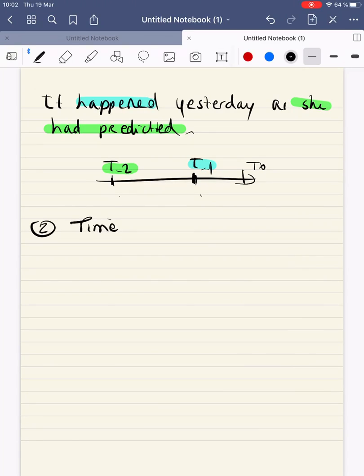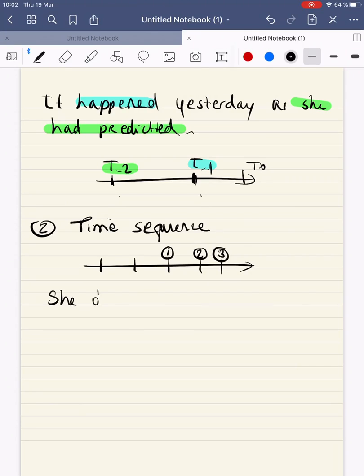Now, another reason for using the past perfect is to create a time sequence. A time sequence. You want to indicate the order in which events happened. You want to say, first this happened, then this happened, then this happened. So for example, she died in 2003.